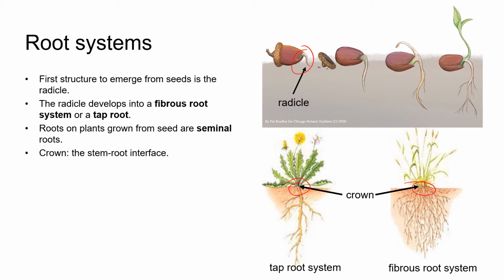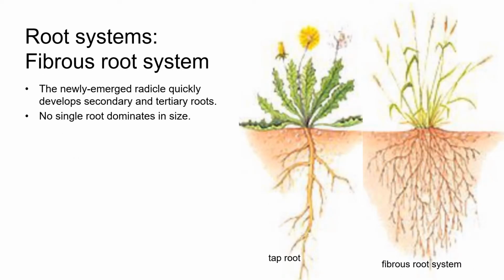So let's take a look now at fibrous root systems. In some plants, the newly emerged radicle quickly produces secondary and tertiary roots, which develop into a fibrous root system. In a fibrous root system, the roots may be different sizes, but no single root dominates in either diameter or length.